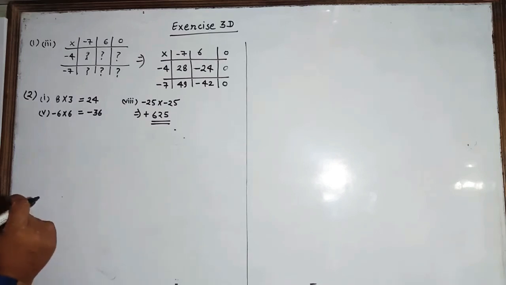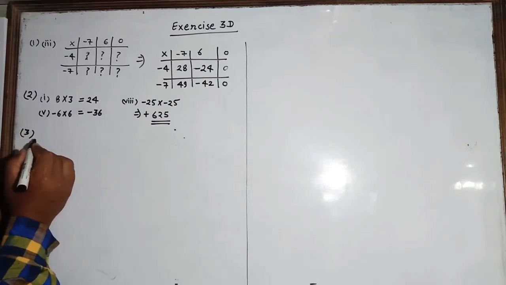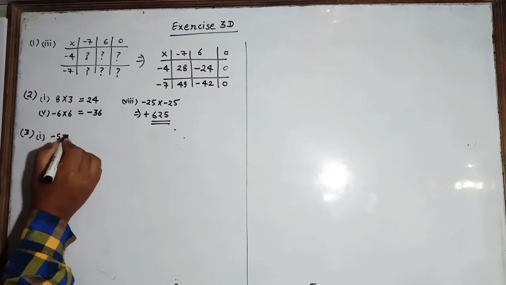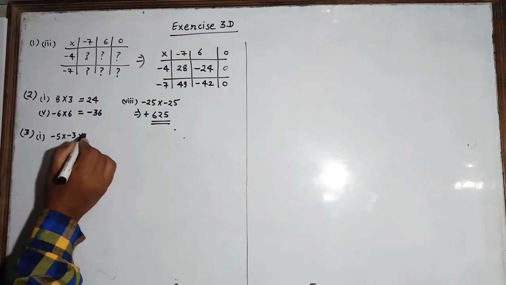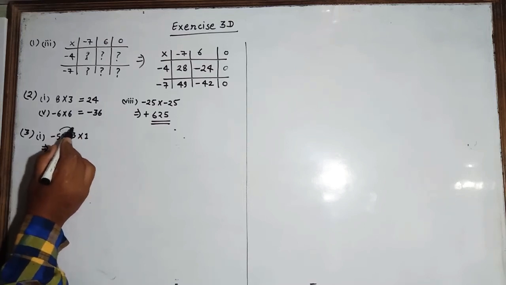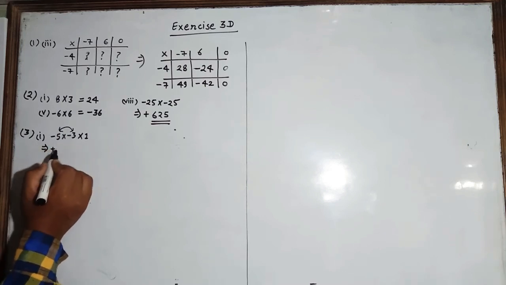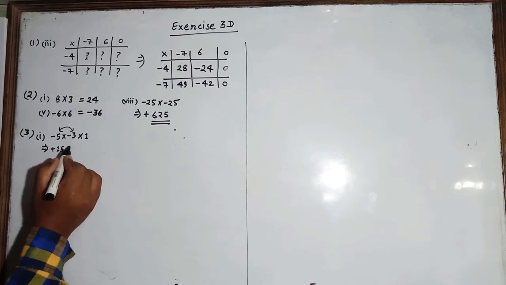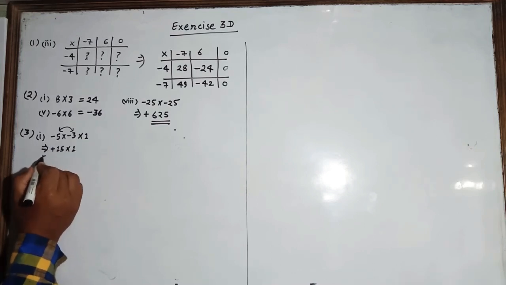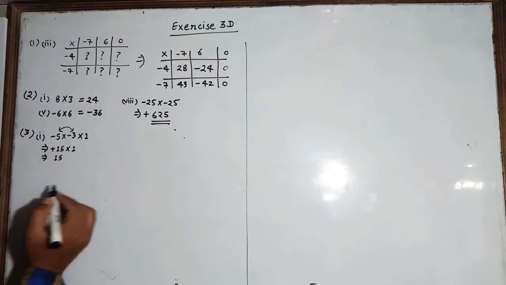Now come to question number third. Third is simplify. In third, first part is -5 into -3 into 1. This you have to simplify. So how will you do it? First multiply these two numbers. So minus into minus is plus, 5 3s are 15, you write, and into the number remaining here, 1. So 15 into 1. So what will be our answer? 15 1s are 15. So 15 will be our answer.